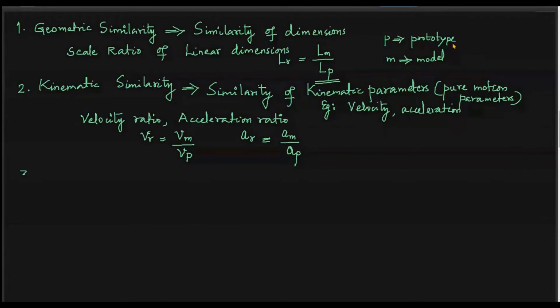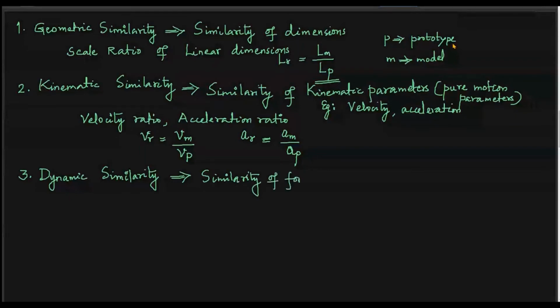Now the third one is called the ultimate similarity, that is, dynamic similarity. This is the most important out of the three. Dynamic similarity is actually similarity of forces. As we discussed in the previous class on 2nd of November, I told you about various non-dimensional parameters used in fluid mechanics: Reynolds number, Froude number, Euler number, Weber number, Mach number, etc.